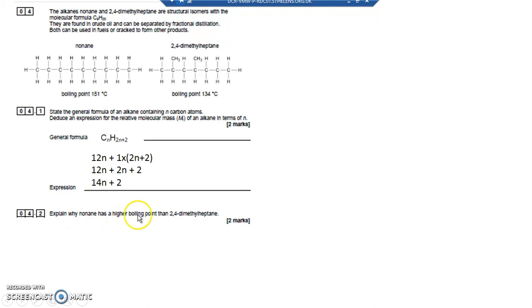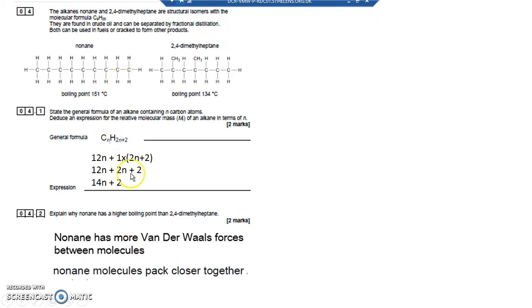Explain why nonane has a higher boiling point than 2,4-dimethylheptane. It's because it's a straight chain. The chains can pack closer together. If they pack closer together, there are more and stronger van der Waals forces. So nonane has more and stronger van der Waals forces between the molecules because the nonane molecules can pack closer together, as it's a straight chain without branches.